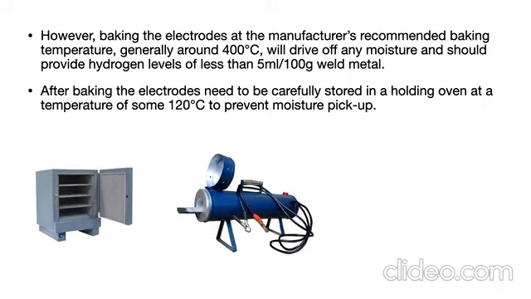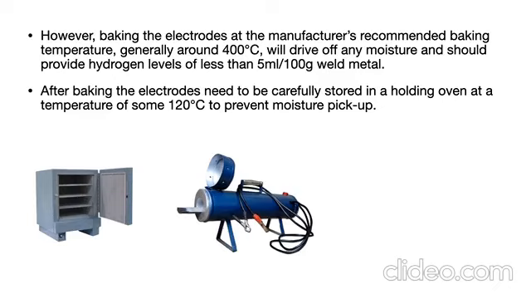In most cases, the electrode shall be taken to around 400 degrees Celsius to remove all the moisture content present, and then it shall be kept at a temperature of around 120 degrees Celsius during the time of work. The figure shown here to the left is a mother oven.